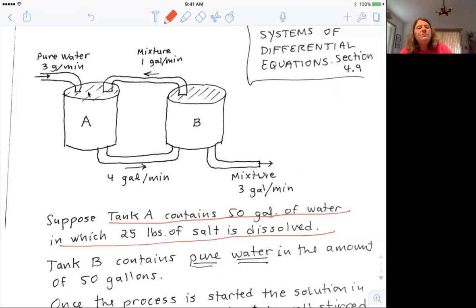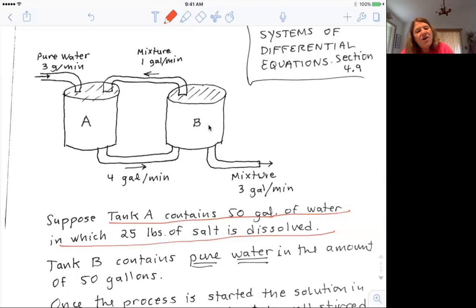So I've got 3 gallons of pure water per minute coming in. I then have 4 gallons per minute going this direction into tank B. At the same time, the mixture in tank B, whatever it is, is getting recirculated back into A.